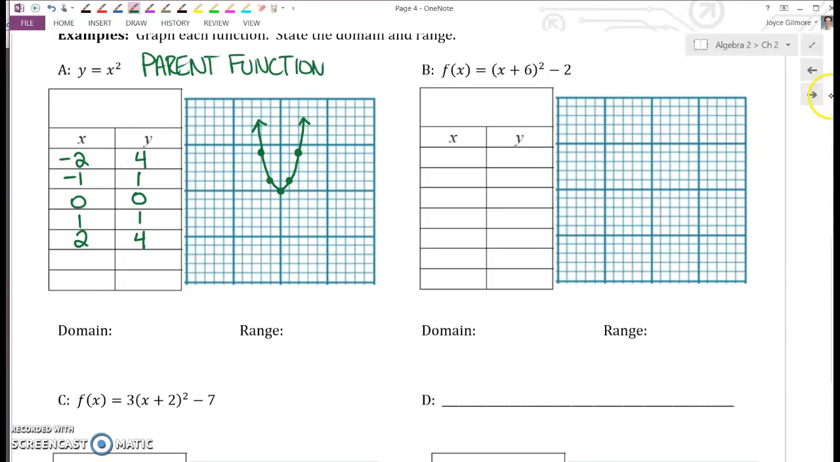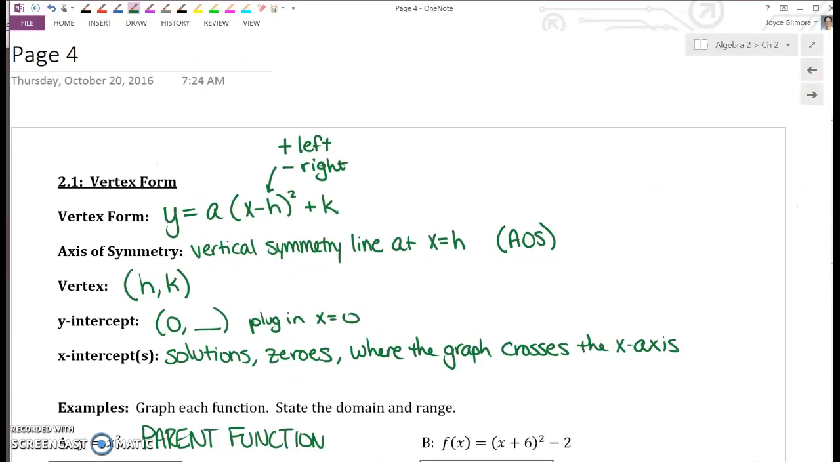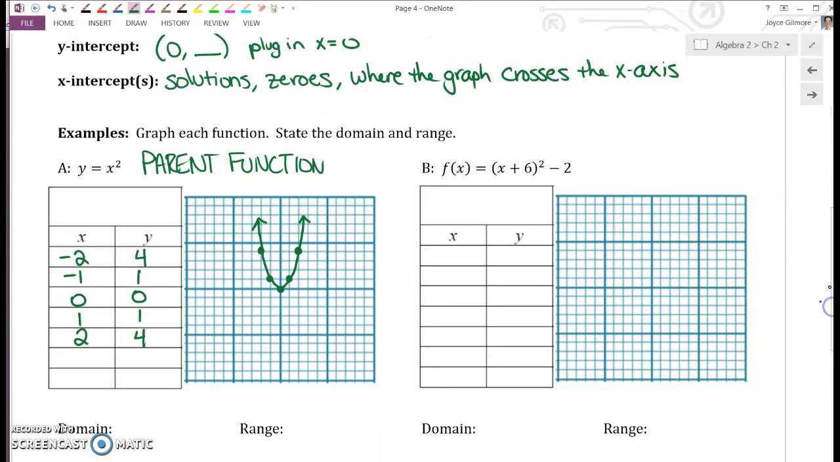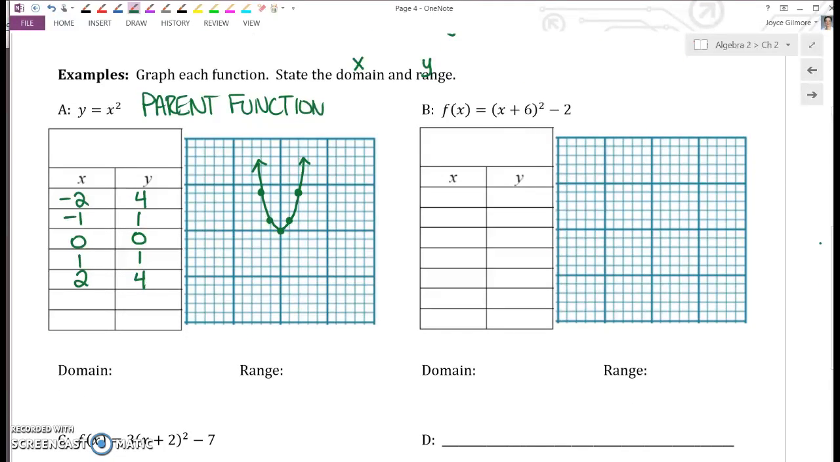All right, domain and range. We need to talk about domain and range. The domain refers to the x values and the range refers to the y values. The x values are the independent variable. We can plug anything we want into this function. There are no limitations. There are no numbers that we can't square.